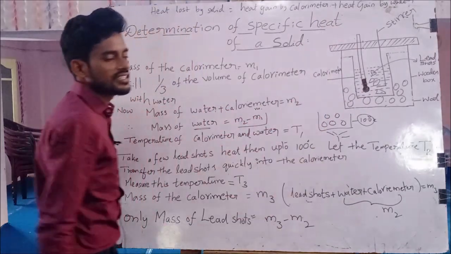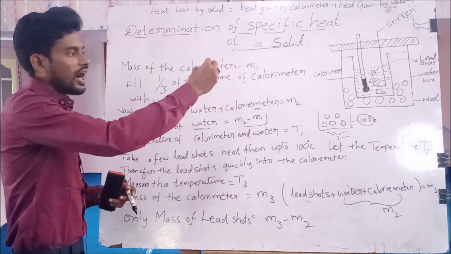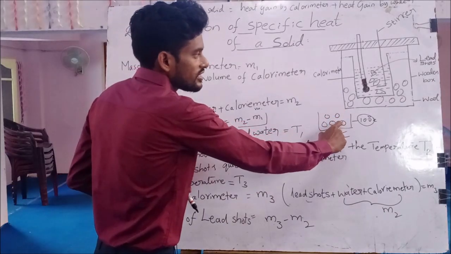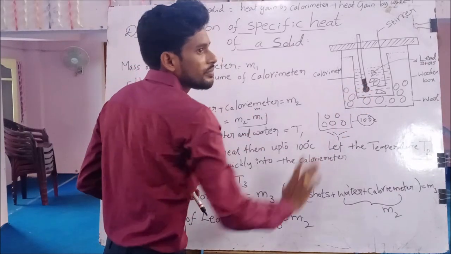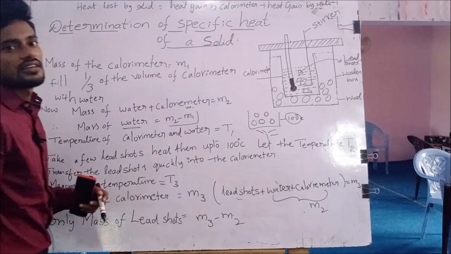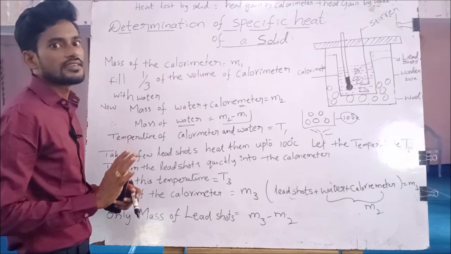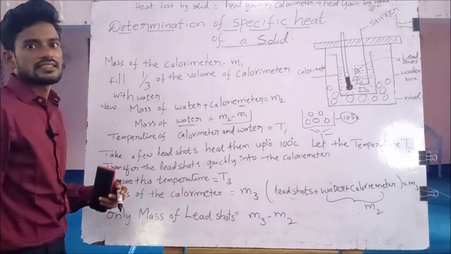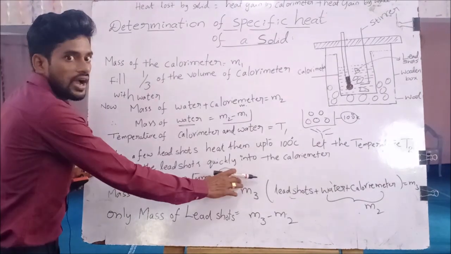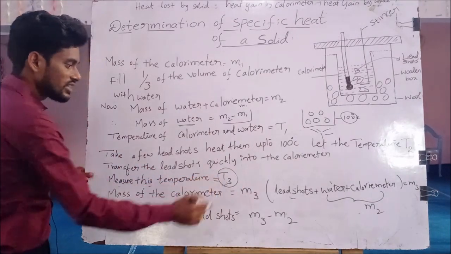Now measure the temperature T3, the mixture temperature. You know well, after transferring from this copper vessel to the calorimeter, the lead shots at 100 degrees centigrade definitely lose heat to the water. Water is at normal temperature, lower temperature. See, after heat loss to the water, the final temperature of the mixture equal to T3.